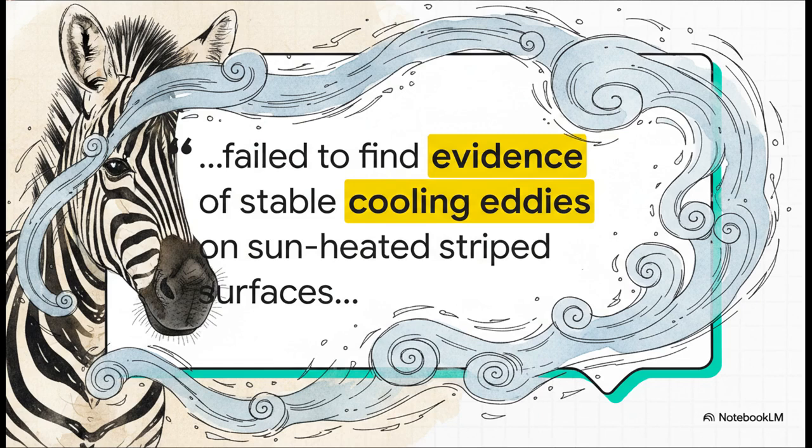But, and you knew there was a but coming, right? When scientists actually tried to test this, they ran into a problem. They found zero evidence of these stable cooling currents. Turns out, the slightest puff of wind, or even just the zebra moving, would totally wreck any little air current that was trying to form. So that beautiful theory? Yeah, it just didn't work in the real world.